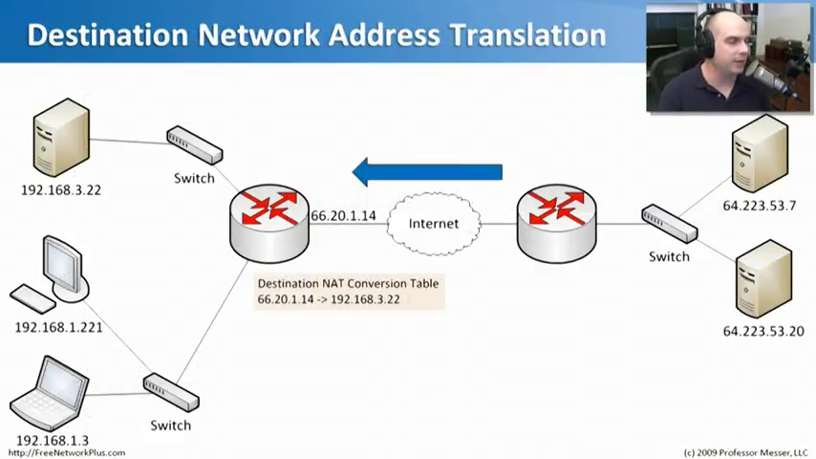Now, we also talked about doing destination network address translation. That's when somebody else out on the internet needs to access a service inside of your network, and they're all going to point to a single IP address. Now, they all need to talk to a single server that happens to be on your network.